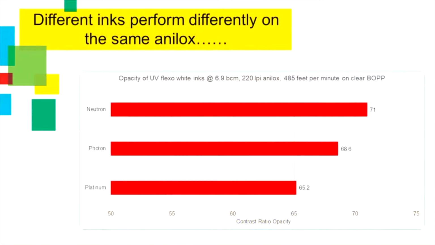When we do our tests on press, one thing we can notice is that just using 3 different inks, we can have different amounts of opacity. In the case here, our Neutron white has an opacity of 71, while the Photon white is pretty close with an opacity close to 69, and our Platinum white with an opacity of 65.